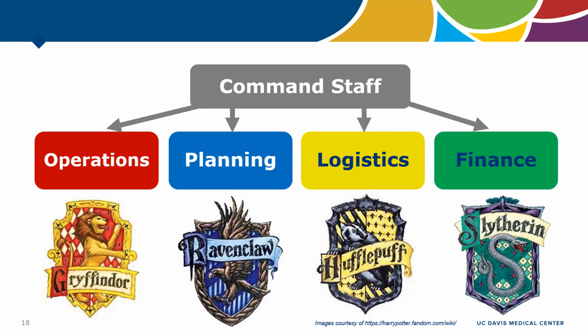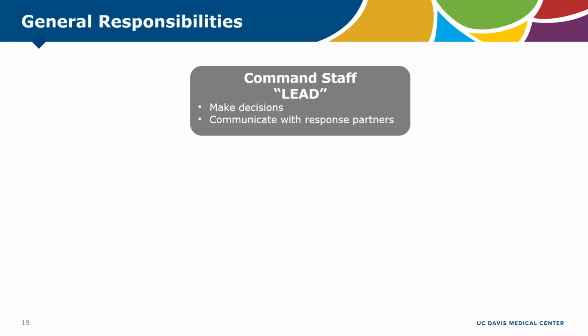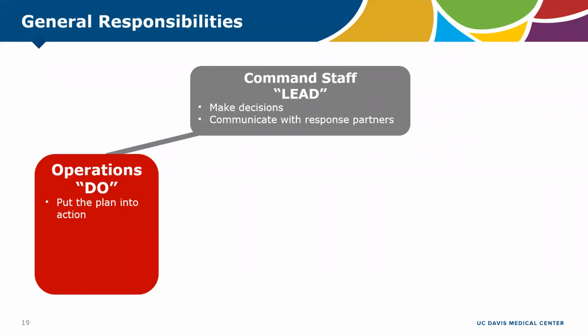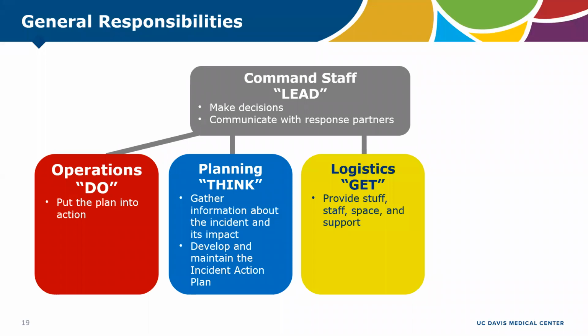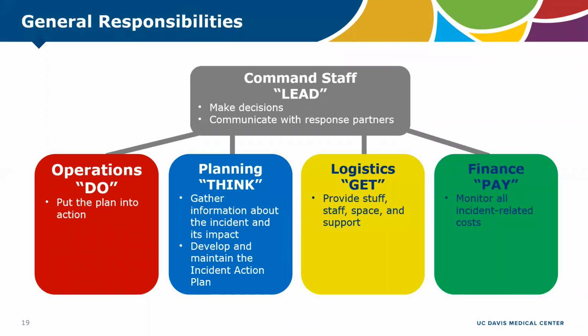So if you're not a Harry Potter person, here's another way to remember it. Command staff, you guys are going to lead. You're in charge. You're going to make decisions and you're going to communicate with the response partners. Operations, you're the doers. You're going to put the plan into action. Planning, you're our thinkers. And some would argue that you guys have the biggest role because you have to be responsible for all of the information and figuring out what we're going to do about it. So gather and think and develop and maintain the incident action plan. Logistics, you're going to get the stuff, space, staff, support, whatever it is that the operation needs to keep going. And finance, you're going to pay, monitor all the incident related costs. There's going to be a lot of paperwork afterward and all of those things.